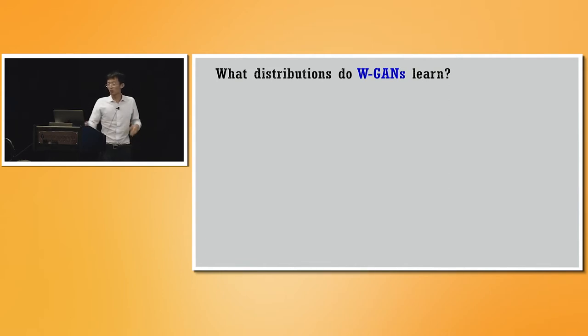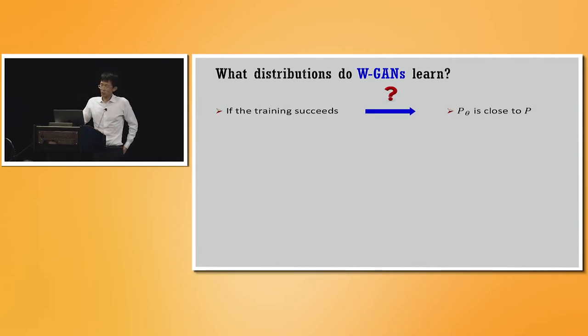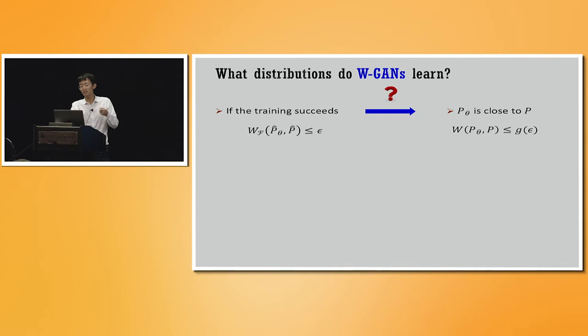Okay, so now let's get onto the question: what distributions do GANs learn? Basically, we want to ask, if the training succeeds, can we guarantee that the generated distribution P sub theta is close to the true distribution P? Let's translate this to a mathematical statement. Training succeeding means that the training loss W sub F between P hat theta and P hat is small. The question is whether that implies that P theta and P are close in a certain distance, and we allow some error G of epsilon, which depends on epsilon.